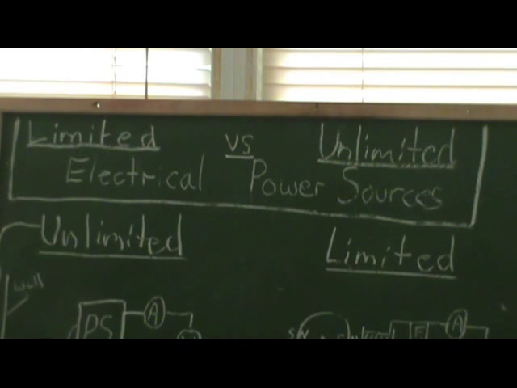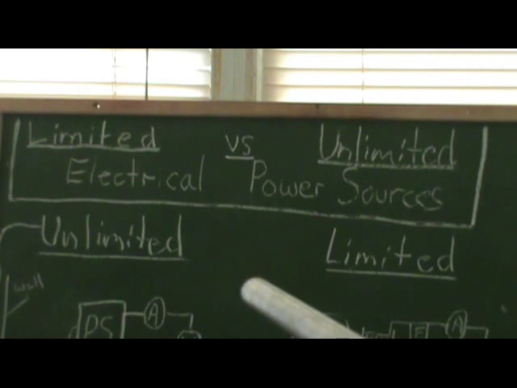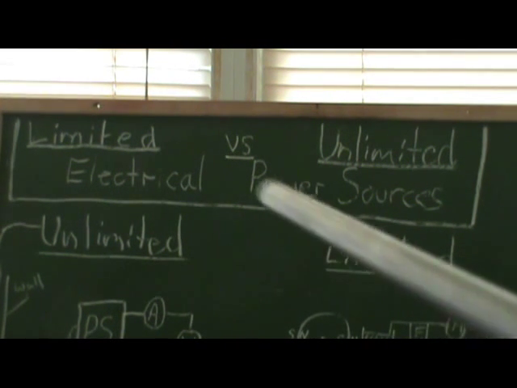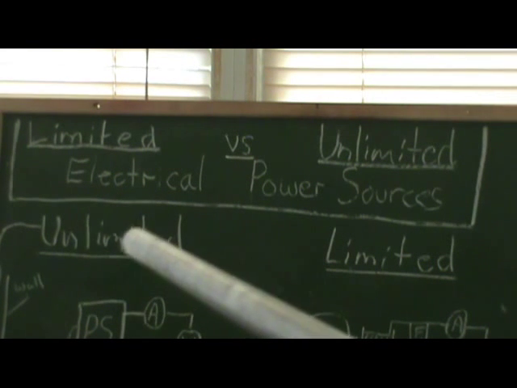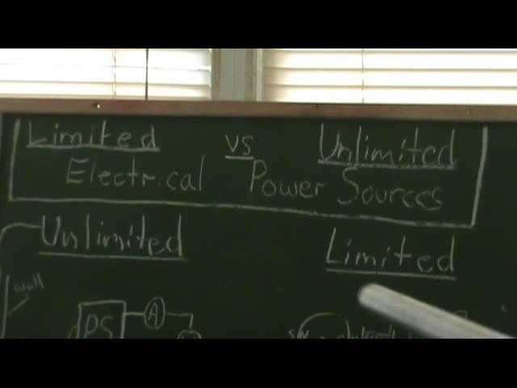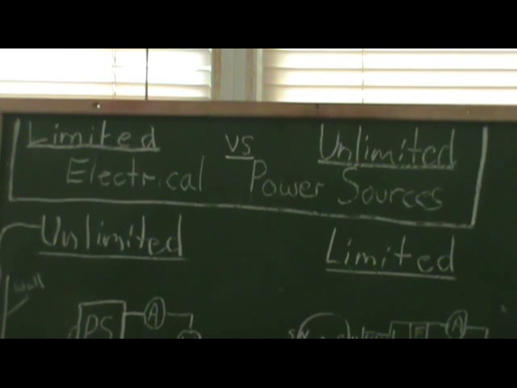Who knows? But anyways, there are two types. We have electrical power sources, and we have two basic types: unlimited power sources and limited power sources. I want to talk a little bit about each today, and the difference, and how that relates to our generators that we make and how we measure power.